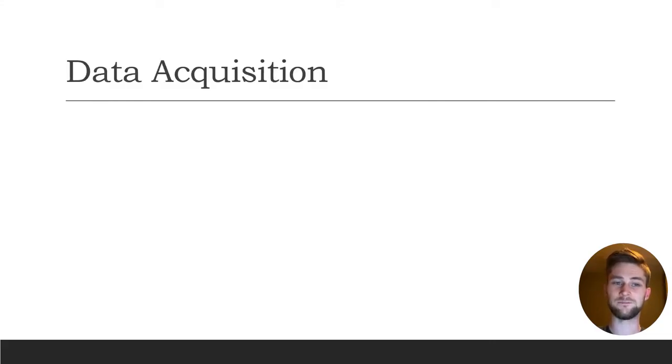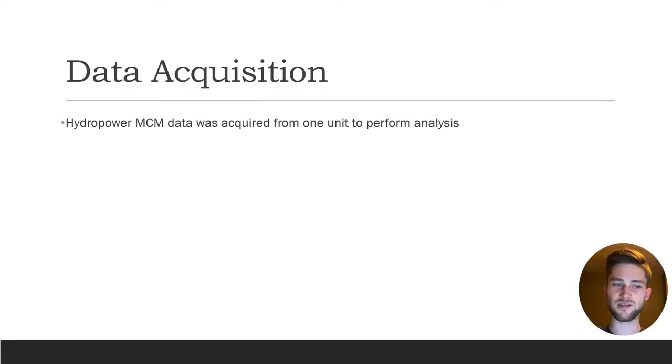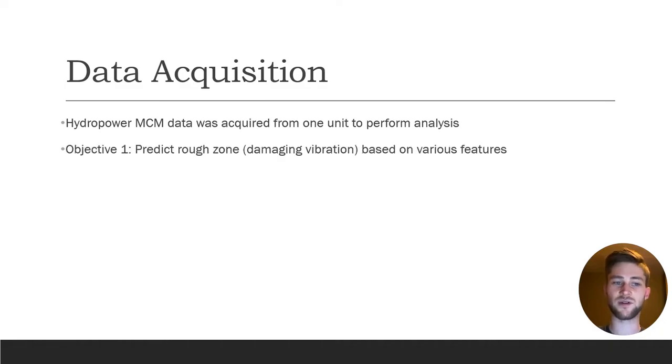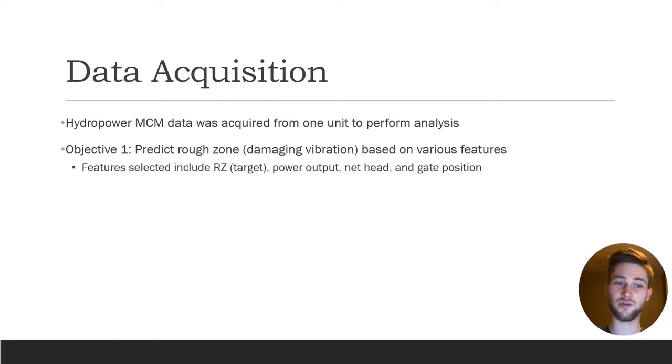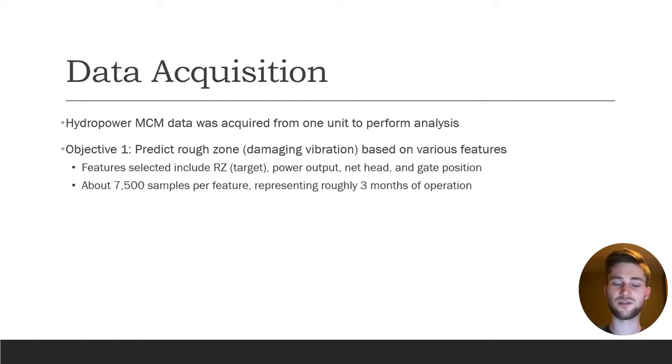at an incremental rate. The data acquisition for this project used hydropower machine condition monitoring data, which was acquired from one unit to perform analysis. And there were two objectives in this study. The first objective was to predict rough zone, which is damaging vibration, based on various features. The features selected included rough zone, which is our target variable, power output, net head, and gate position. About 7,500 samples were selected per feature, which represents about 3 months of generator operation, and that's downsampled data.